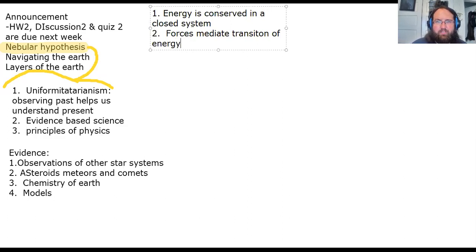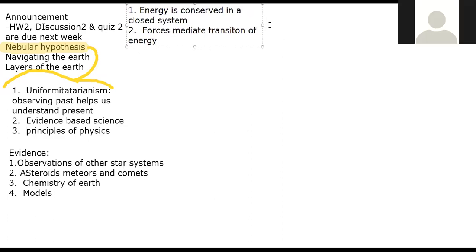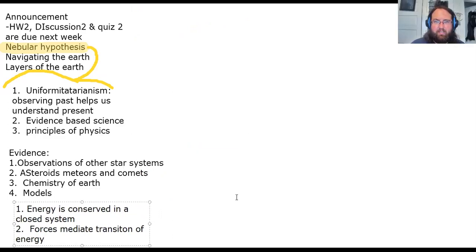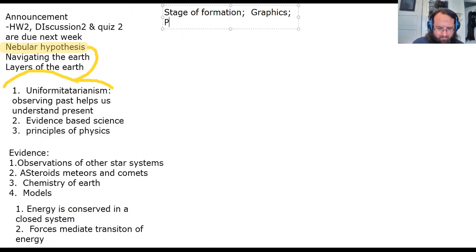We're going to talk about how forces mediate the transition of energy. So what you're going to see here is there'll generally be a stage of formation. You'll see up at the top, we'll have a stage of formation. I will probably include a little bit of graphics. Hopefully I'll also include proper spelling. Then I'm going to talk about what's happening in sort of a grand physical system, on the left end of things here.